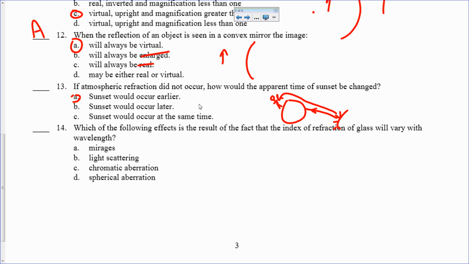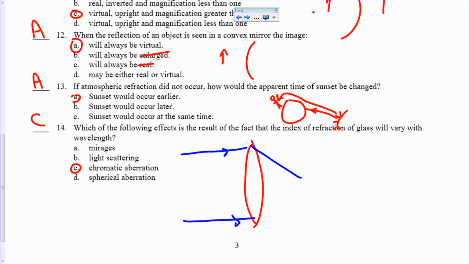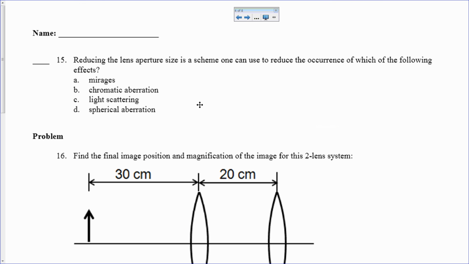All right, which of the following effects is a result of the fact that the index of refraction of glass will vary with wavelength? Of these, that would be chromatic aberration, C. Let's see, this was A. Remember, I have light rays that come in of a certain color. They focus at a particular point. When I have light rays that come in of a different color, because the index of refraction changes with wavelength, those rays focus at a different point.